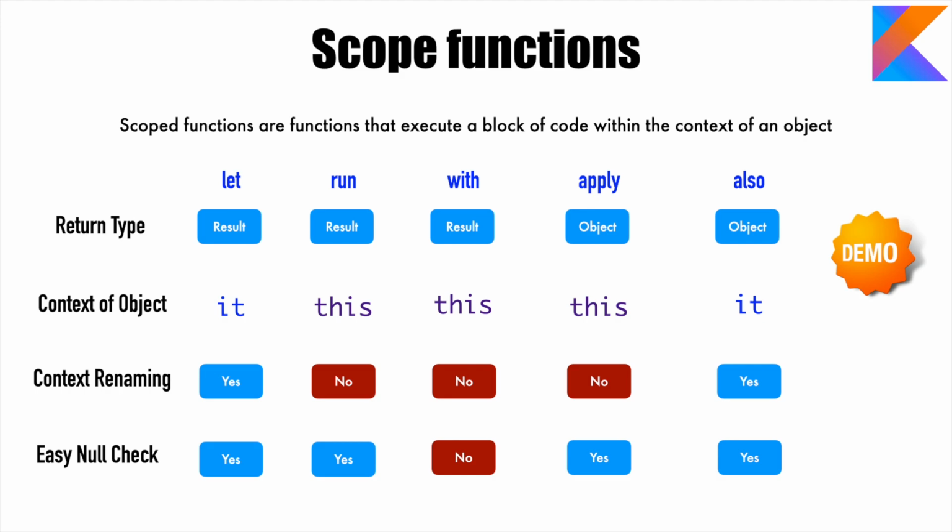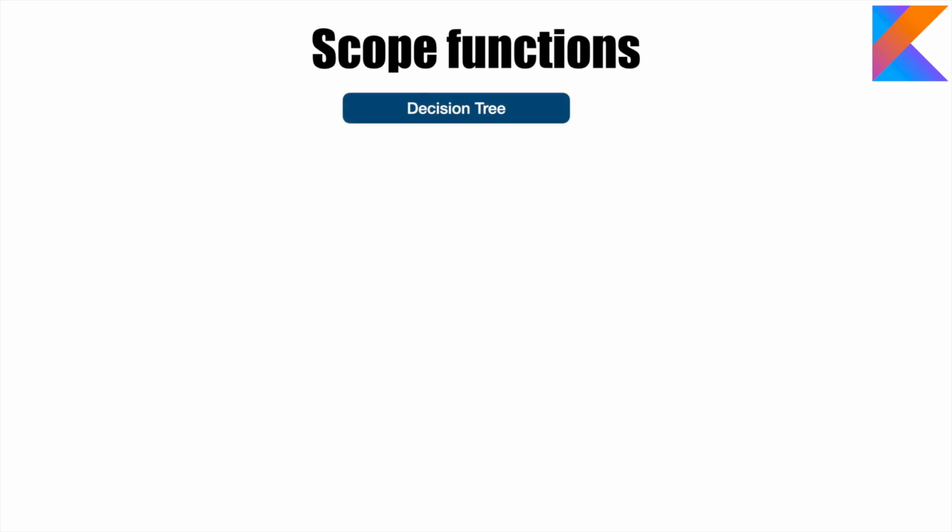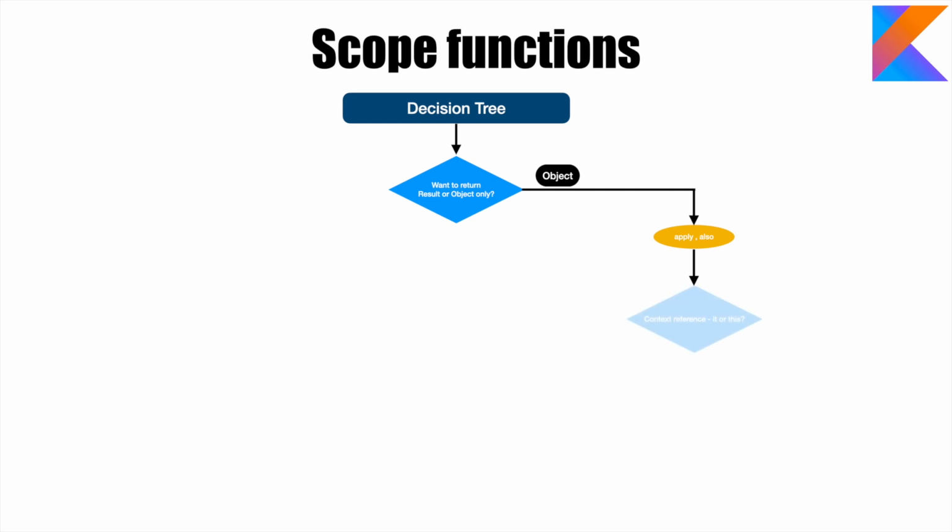So having understood this, this table can still be very confusing. That is the reason why I have basically created a simple decision tree for you to follow when you are working with these scope functions. The first decision that you have to make is, do you want to return a result or an object? Well, if you are sure that you want to return an object, then you have no other option but to use apply and also. But under apply and also, there could be two more options. Do you want to use it or this? If at all you want to use this within the context of the scope function body, then you have to use apply. Otherwise, if you want to use it, you have to use also. So that is one part of the decision tree.